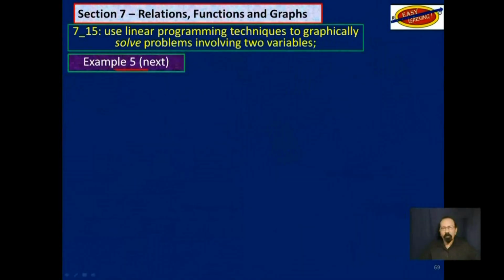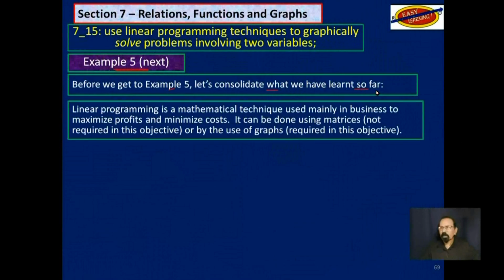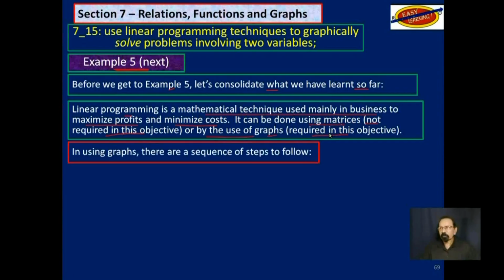And last example, we will do example 5. Before we do that, let's consolidate what we have learned so far. Linear programming is a mathematical technique used mainly in business to maximize profits and minimize costs. It can be done using matrices, which is not required by this objective, or by the use of graphs, which is required by this objective. In using graphs, there is a sequence of steps to follow. You don't have to learn all of these. I am going to go through them very quickly.